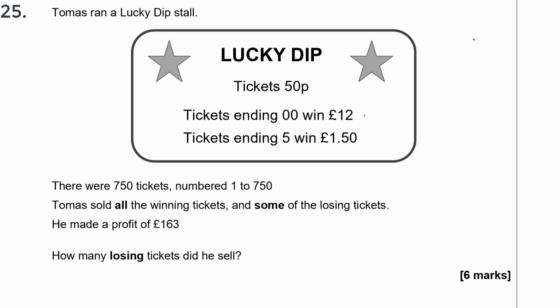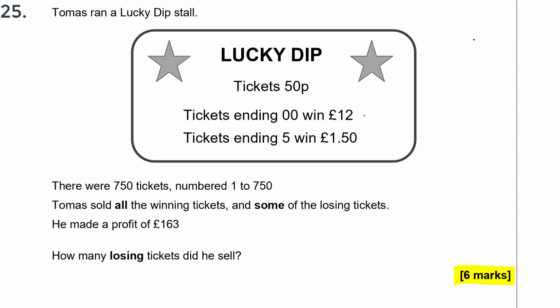Okay, so to work this out, we're going to have to do several things. And you can see this is a 6-mark question, so there will be at least 6 things we need to do along the way. I think what we're going to need to be able to do first is work out how much he pays out in prize money. And then if we add that to his profit, we'll know then how much money he had altogether coming in. And then we can work out how many tickets he sold.